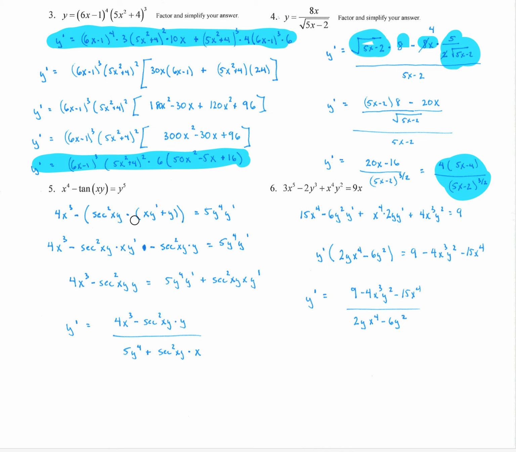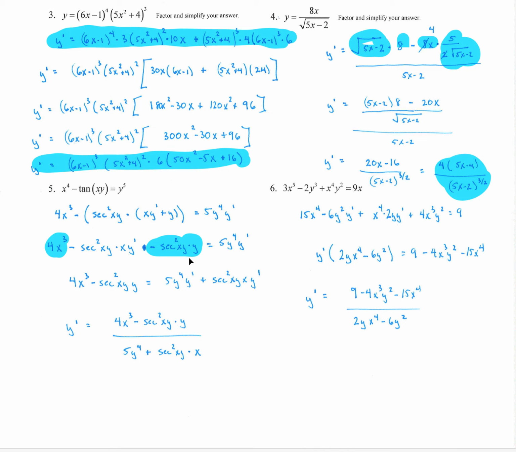The derivative of xy is a product rule. So first function x times the derivative of the second, y prime, plus second function y times the derivative of x, which is just 1. Okay? Then I distributed the secant squared, boom, boom, and got 2 terms with secant. And then it looks like this guy and this guy don't have y prime.